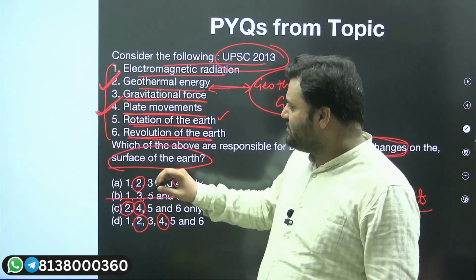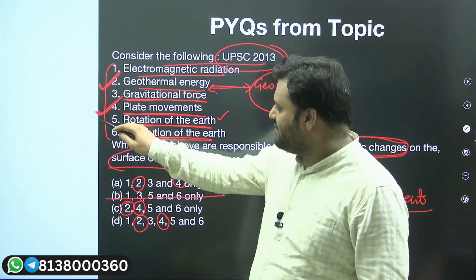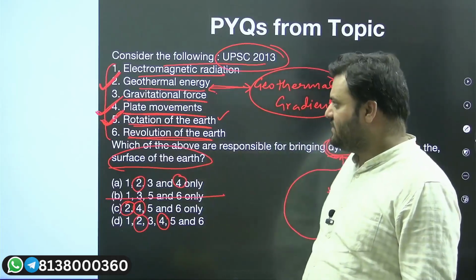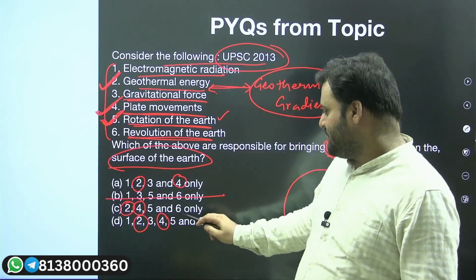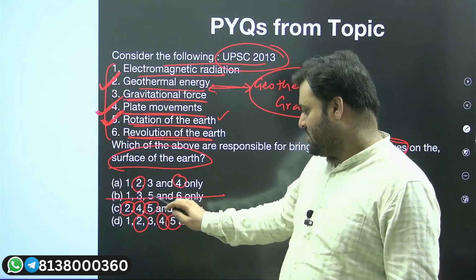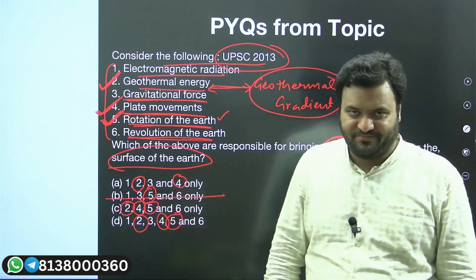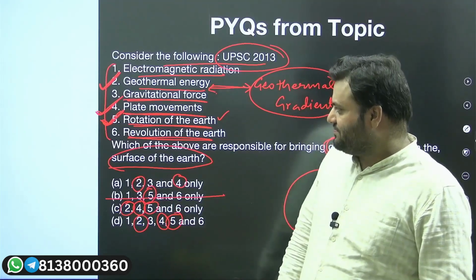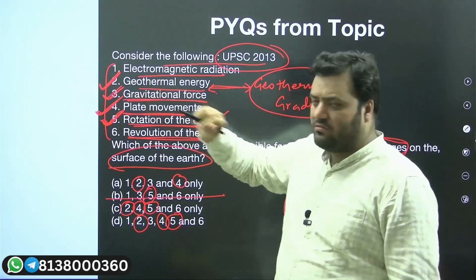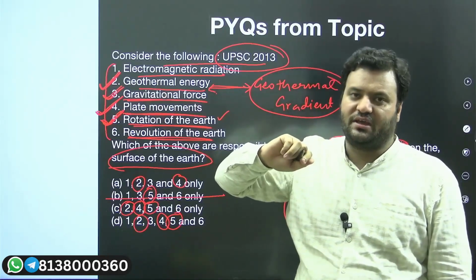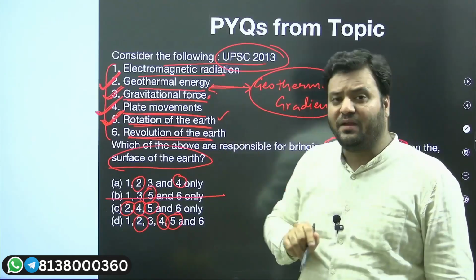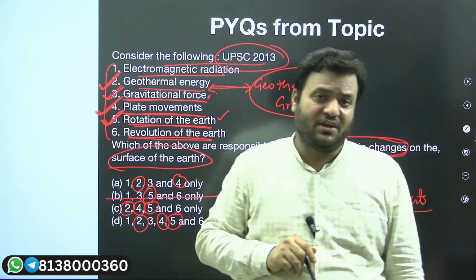So can't you say that we have rotation of Earth as one of the factors responsible for the dynamism on the Earth's surface? So wherever you have a fifth option, you have to pick that option. All right, nothing is struck out. Now, gravitational force. Gravitational force is also there. I hope you can imagine which plate will move faster and which plate will move slower.